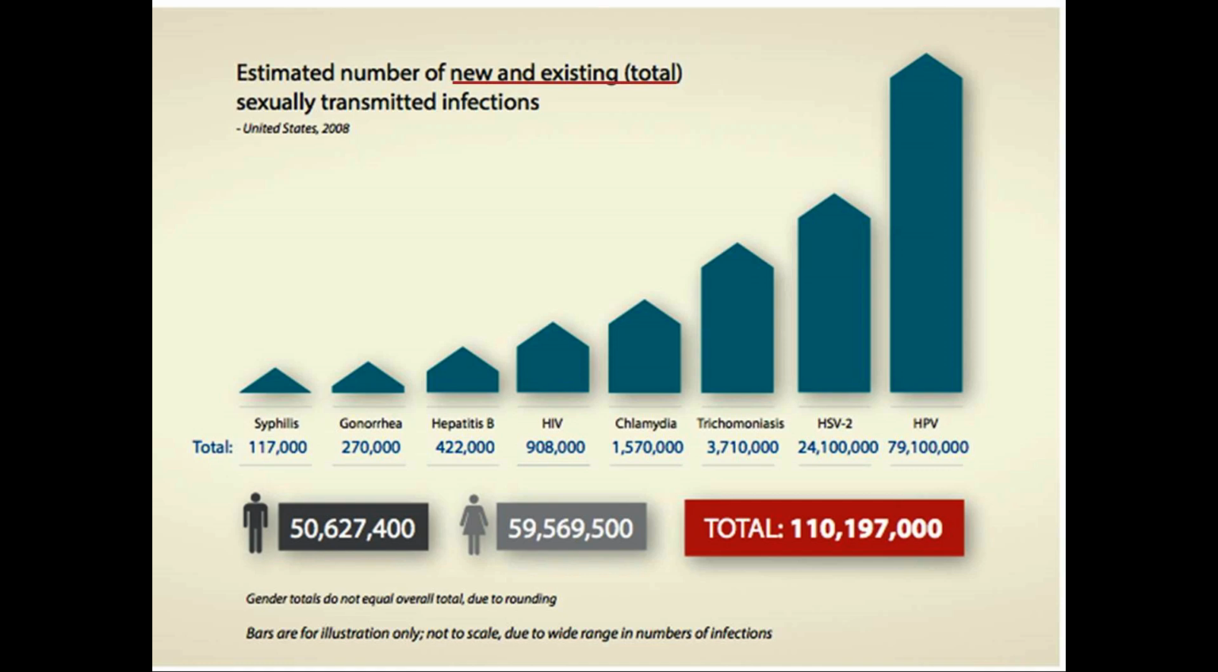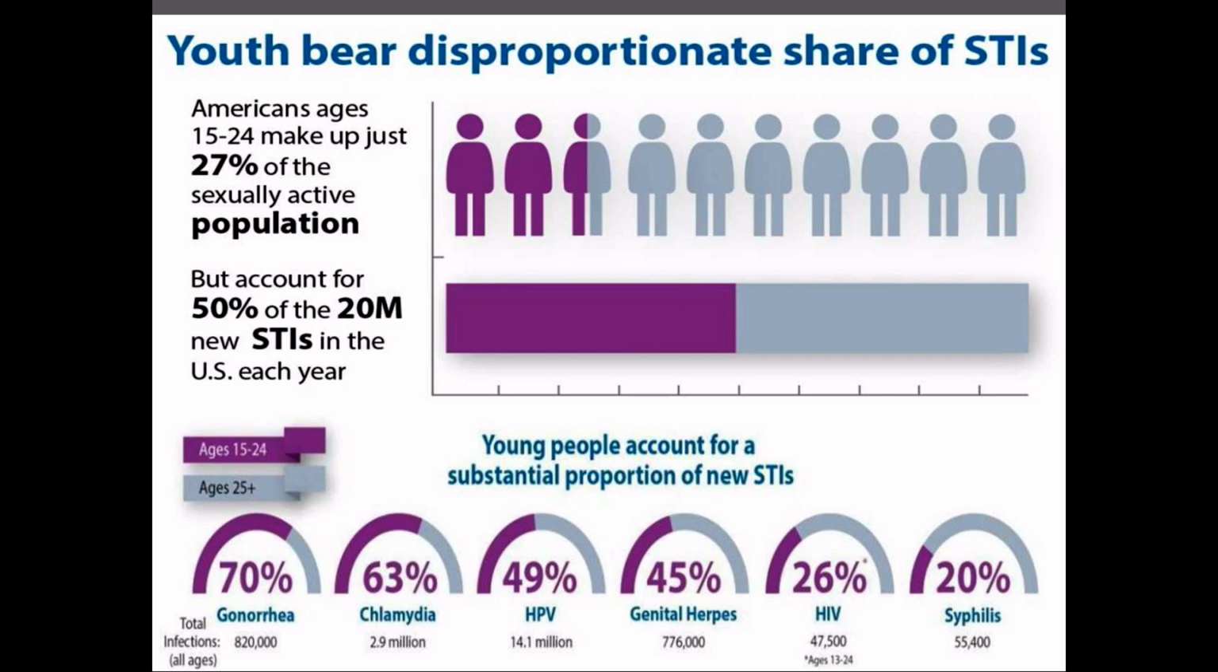When you look at the most common STIs, you can see that HPV is by far and away the most common STI here in the United States. In terms of populations that are disproportionately impacted by STIs, it's really youth and young adults. And you can see here that ages 15 to 24 make up a significant proportion of people infected with different STIs.